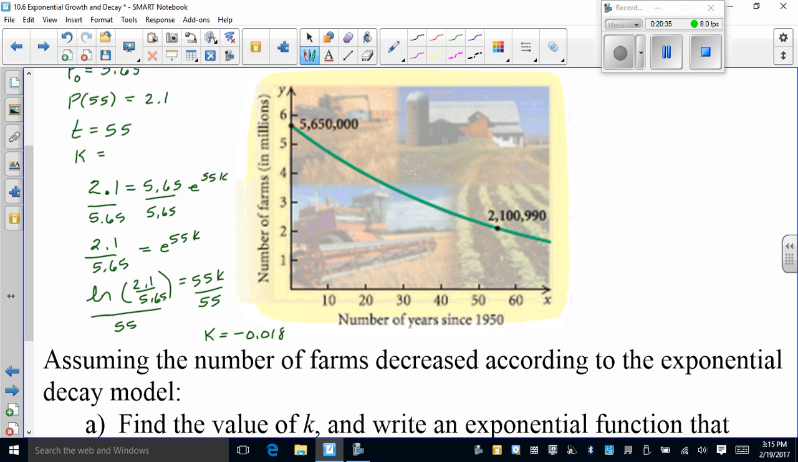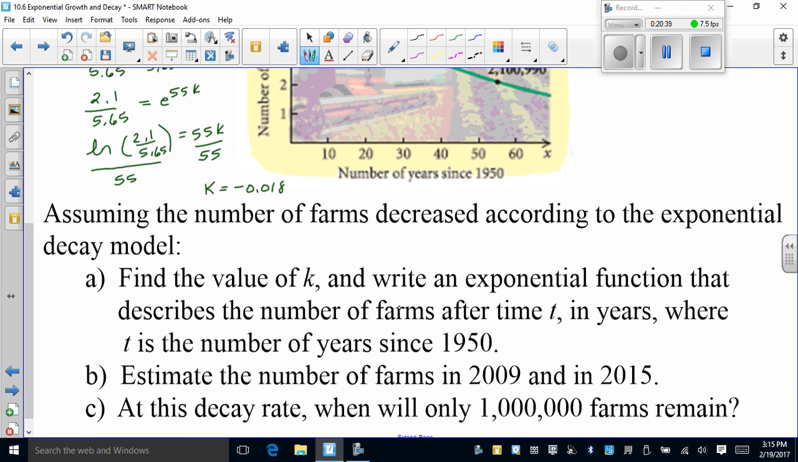Okay, so that was all the work for part A. It says find the value of k and write the exponential function. So this is P of t equals 5.65 e to the negative 0.018 t power. And this is in millions, so when you answer the questions, make sure you identify this is in millions.